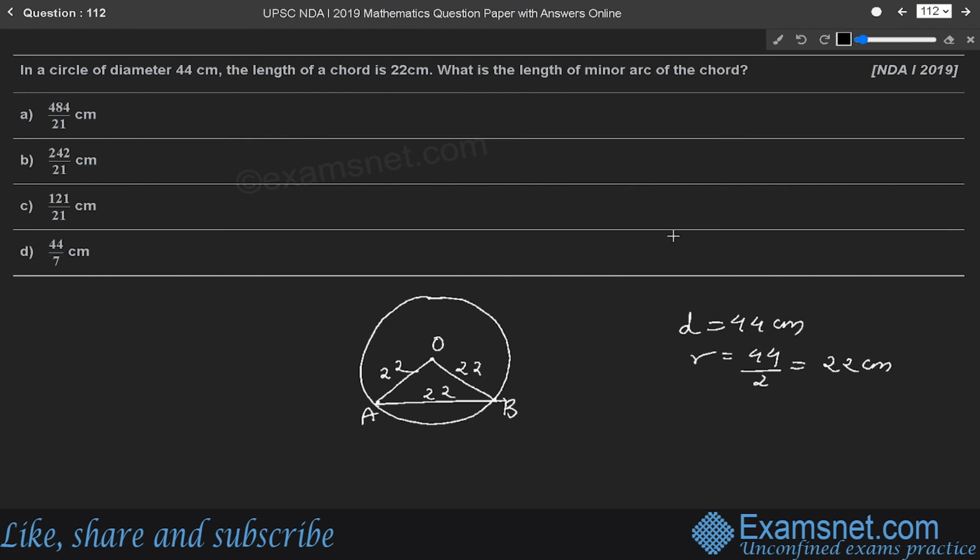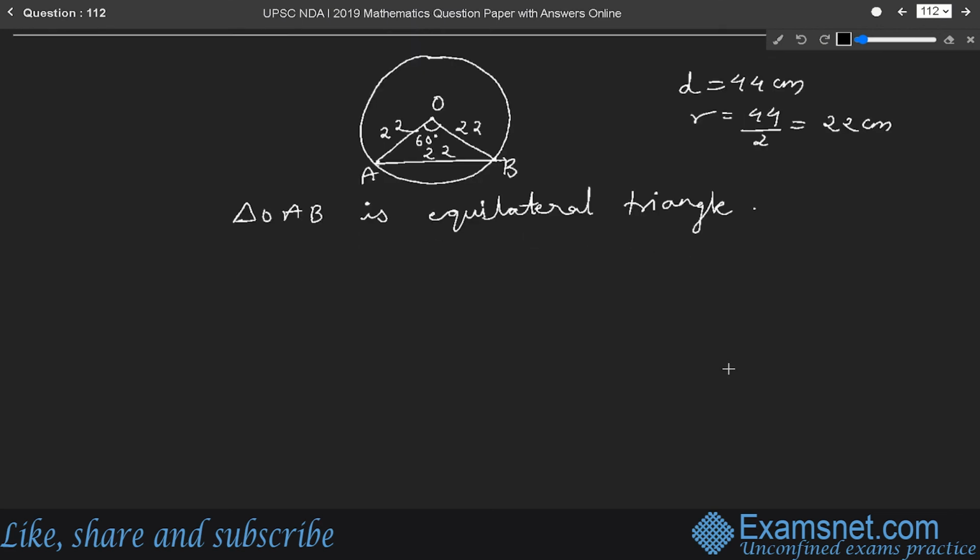And from this figure, it is clear that triangle OAB is an equilateral triangle. And we know that in an equilateral triangle, all the angles are equal and the measure of the angle is 60 degree. So we can say that angle OAB is 60 degree, angle AOB is 60 degree. Now we have to find the length of the arc AB.